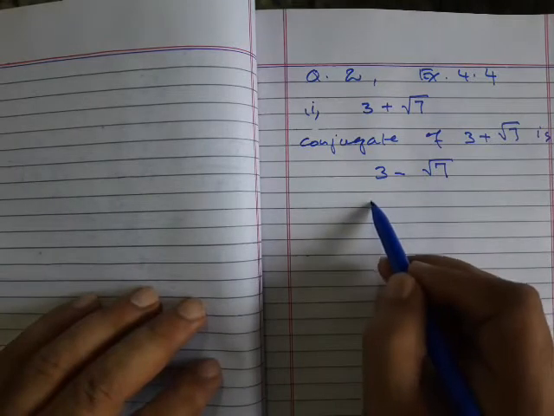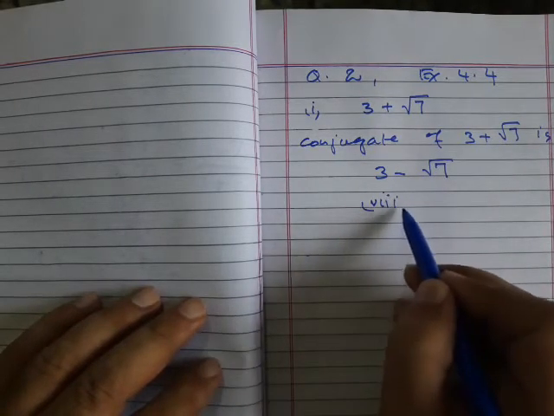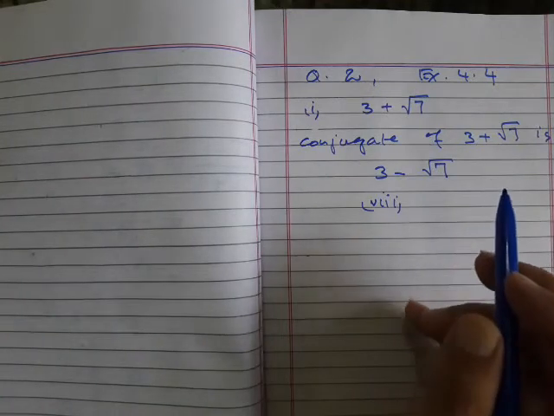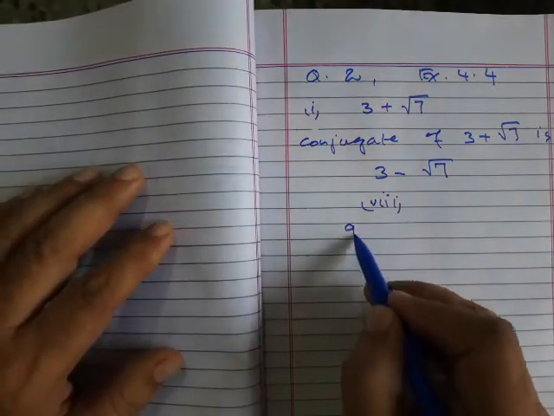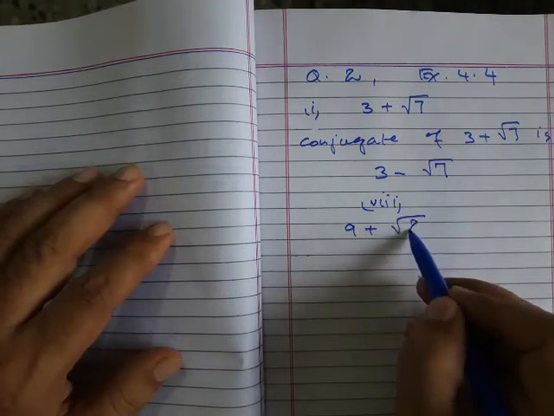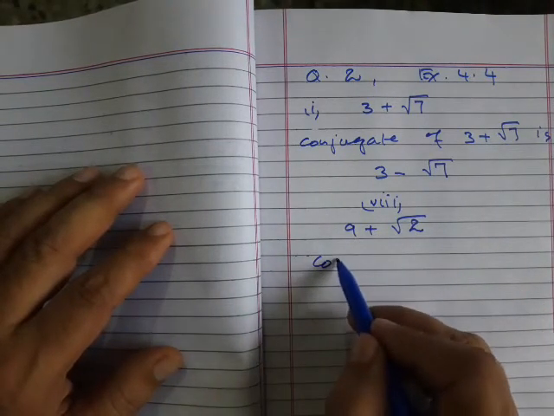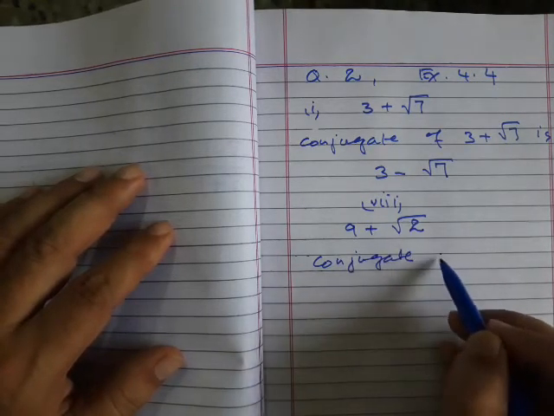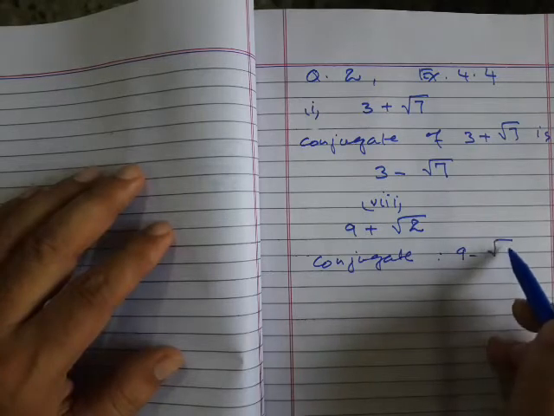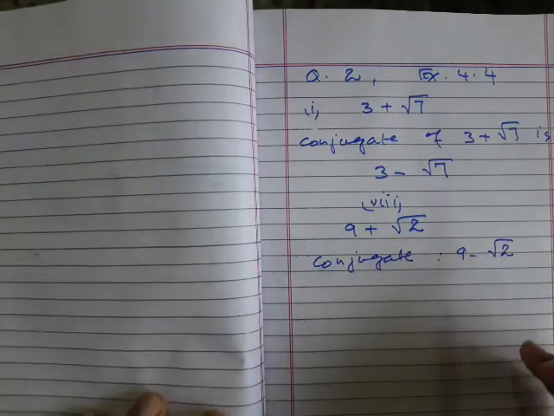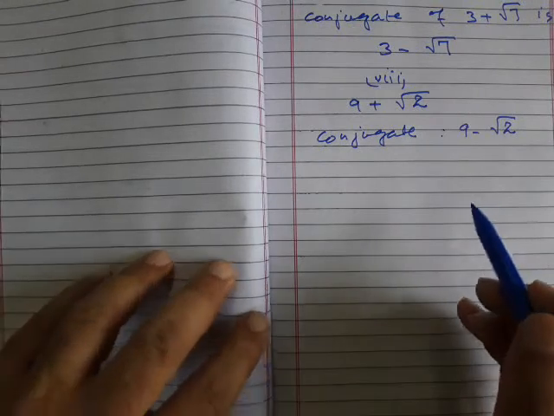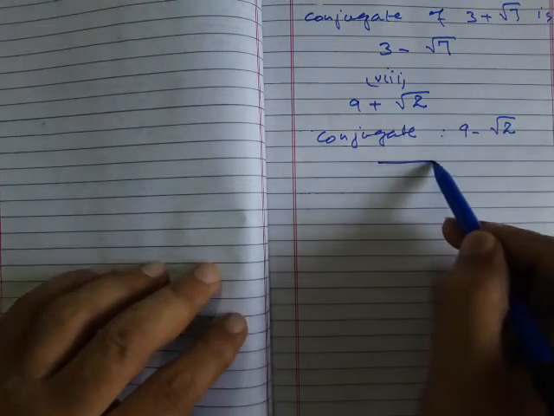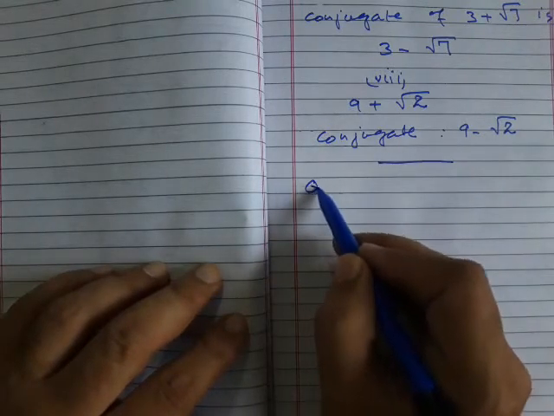You can see another part, very simple, 8th part. Nine plus under root 2, conjugate: nine minus under root 2. Similarly, you can take the conjugate of all these parts. Question number 2 done. Question number 3, beta, now.